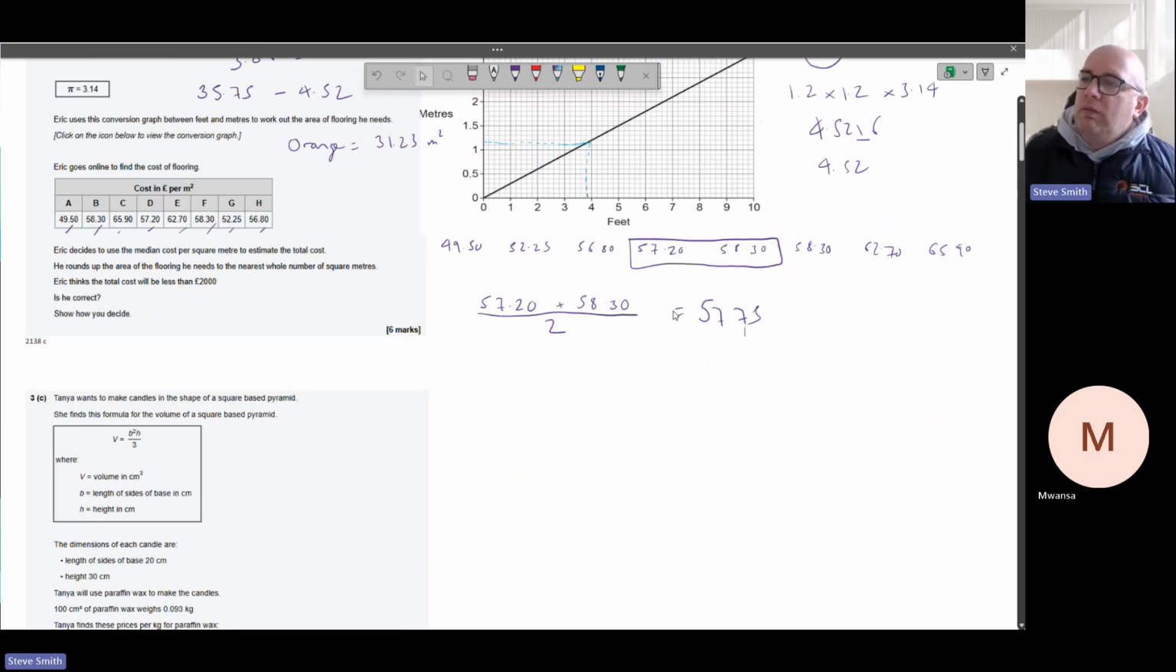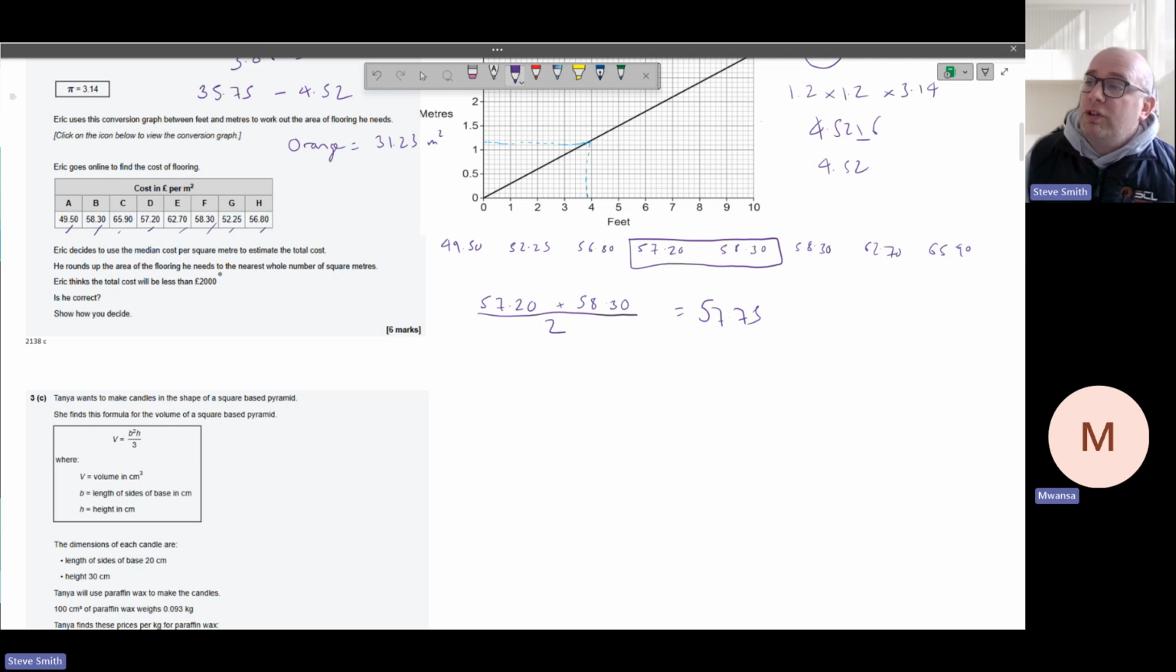He rounds the area per flooring to the nearest whole number in square meters. So our 31, it rounds it to the nearest. It doesn't. It rounds it up. Sorry. So that's really important. That one word, he rounds it up. So he's going upwards. So he's buying more than what he needs. So we can see there that becomes 32.